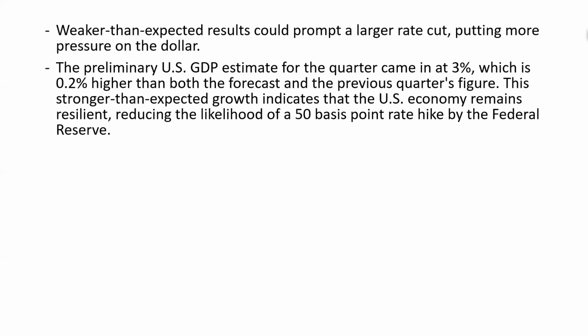So yesterday, the preliminary US GDP estimates for the quarter came in at 3%, which is 0.2% higher than both the forecast and the previous quarter's figure. This stronger than expected growth indicates that the US economy remains resilient, reducing the likelihood of a 50 basis point rate hike by the Federal Reserve.